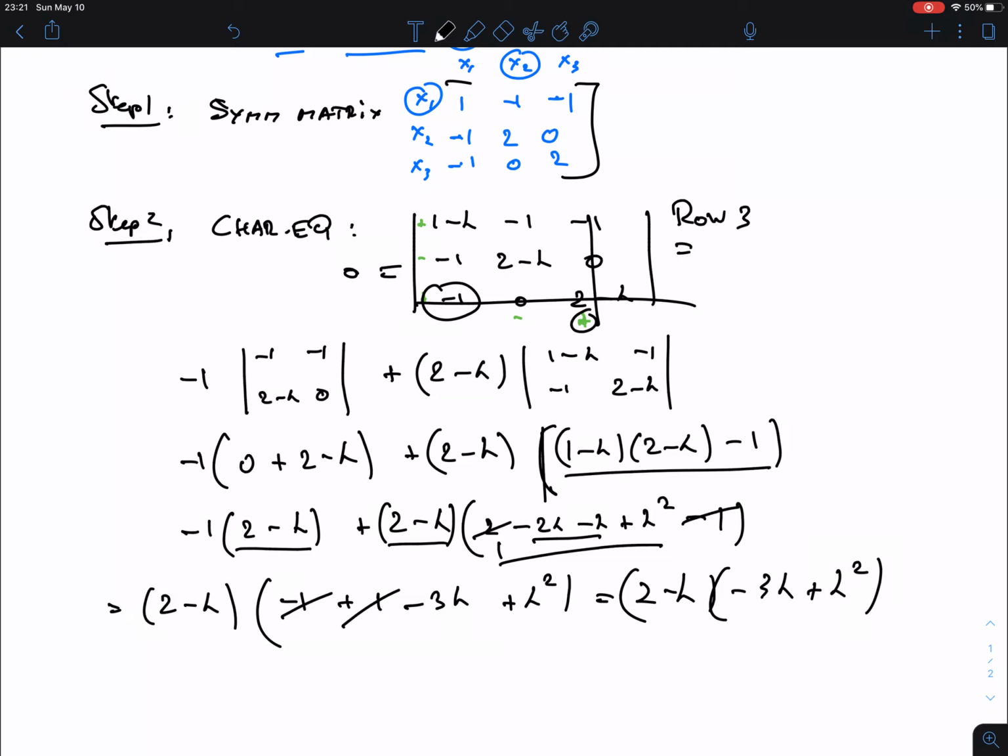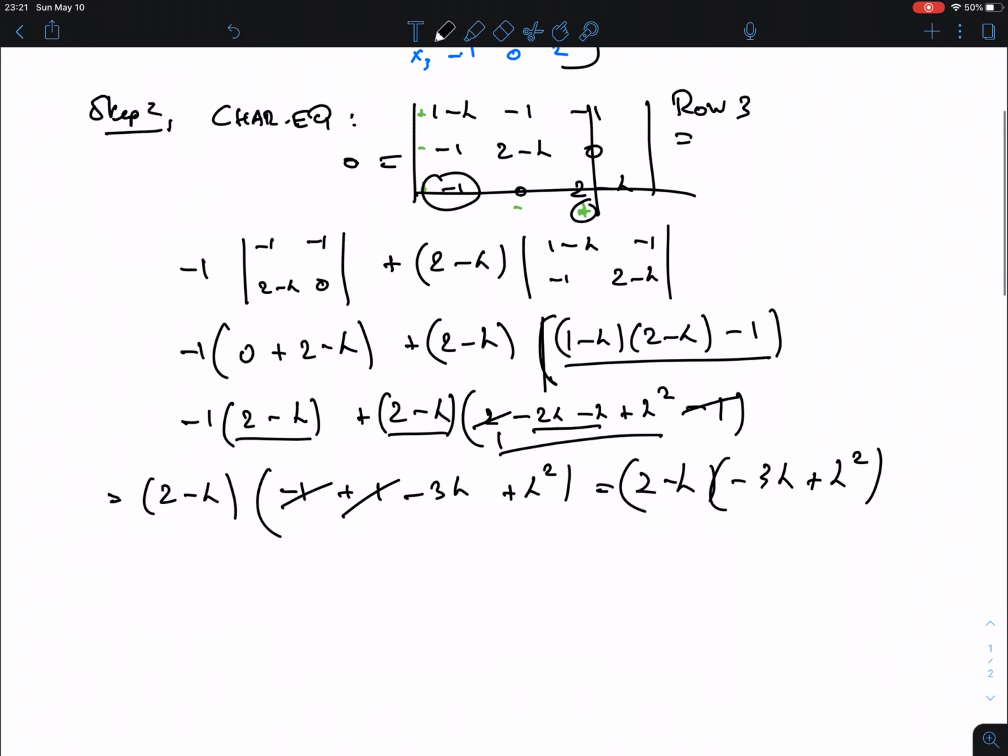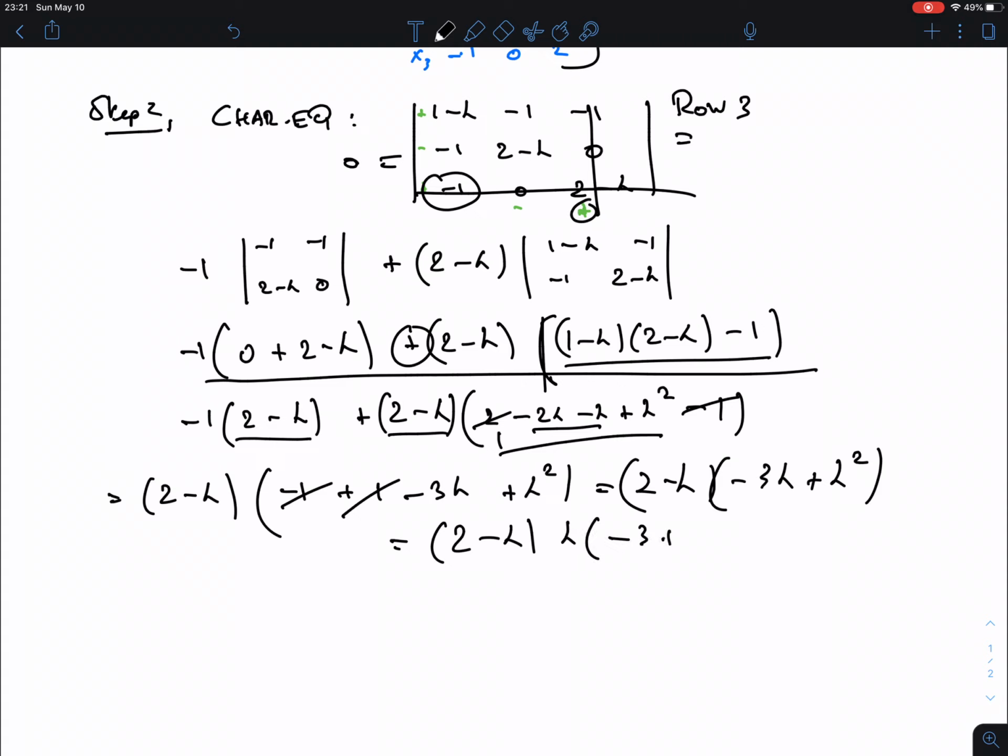Now, don't make the mistake of expanding this. Never expand when you're trying to factor. Of course, we expanded it earlier because we still had a sum there. But here not. So we have 2 minus lambda. Then there's also a lambda that I can put out in front, and then I have -3 plus lambda left. And from that I can see what the roots are. 2 minus lambda equals 0 means that lambda is 2. This means lambda is 0, and this lambda is 3.